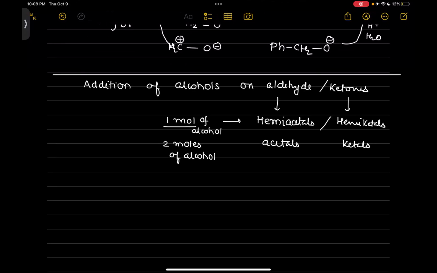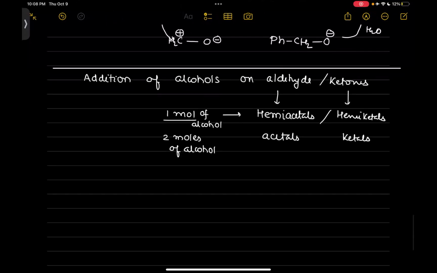So let's discuss the actual structure. This you understood, the basic idea. What are hemiacetals and acetals? Aldehydes result in hemiacetals or acetals. Ketones result in hemiketals or ketals. Got it? Is it clear or not? Okay, so let's see what their structures are.